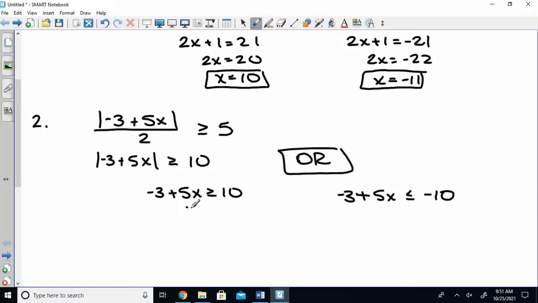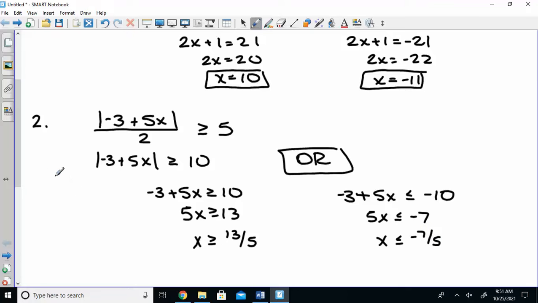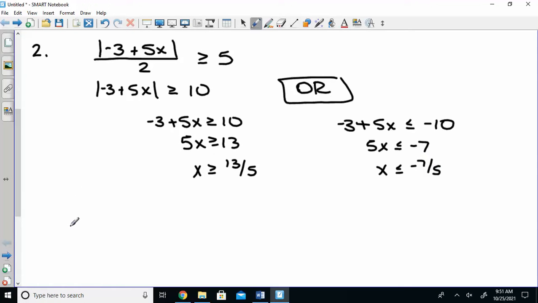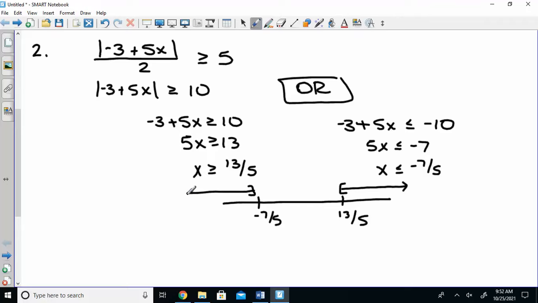Okay, so then if I solve these, I add over my 3, divide by 5. If it helps you, you can draw a number line. That's not necessarily part of your answer, but it can help. Or these things should be going separate directions. So greater than or equal to 13/5 looks like this. Less than or equal to negative 7/5 looks like this.